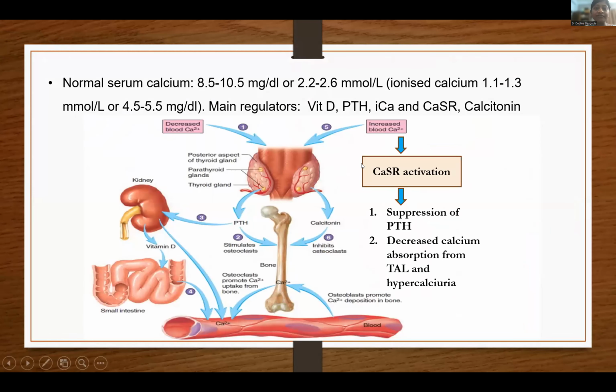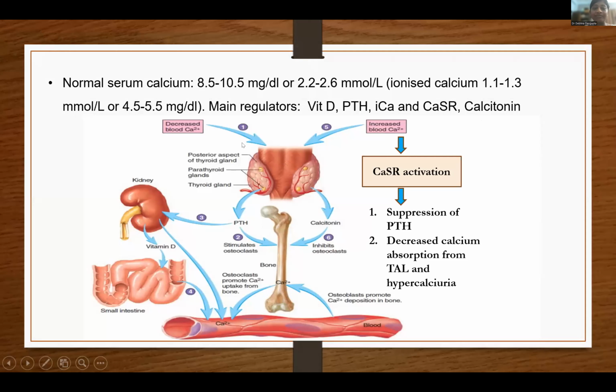So the normal serum calcium level gets maintained between 8.5 to 10.5 mg per dl or 2.2 to 2.6 millimoles per liter. And the ionized fraction lies between 1.1 to 1.3 millimoles per liter or 4.5 to 5.5 mg per dl. And the main regulators of this calcium level are vitamin D, PTH, calcium sensing receptor, and calcitonin. So here I will try to discuss how the regulation occurs.